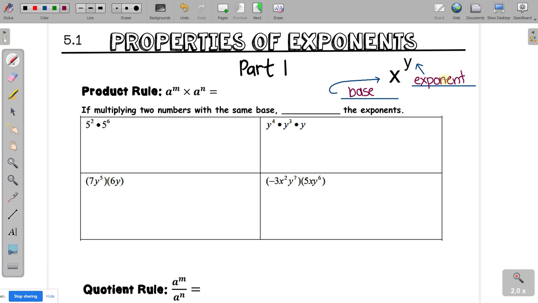So there are several rules we have to follow. The first rule is the product rule. Anytime you're multiplying two numbers with the same base, you're going to add the exponents. So here we have the same base of a, we're going to add m plus n.